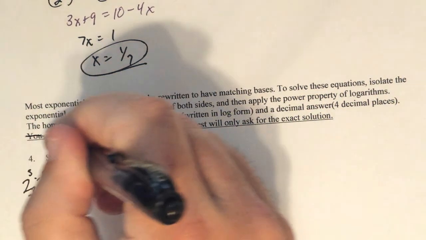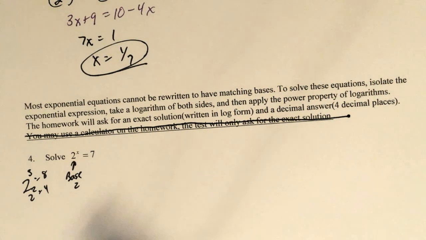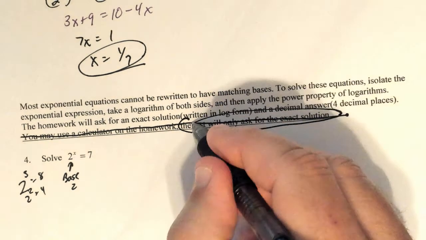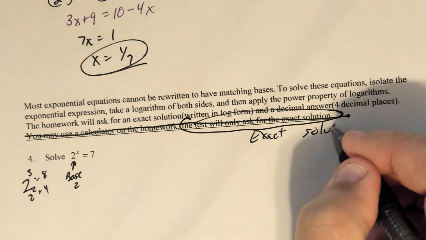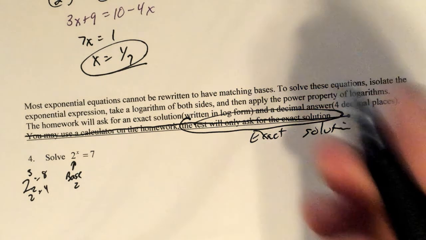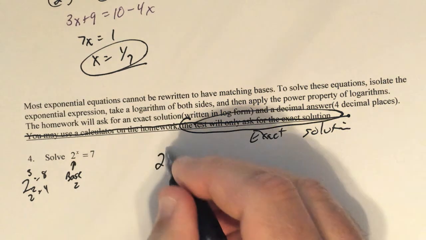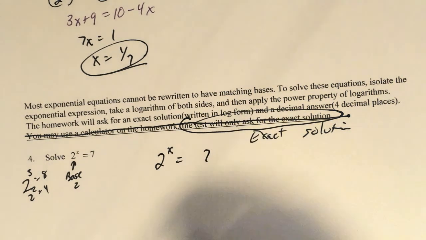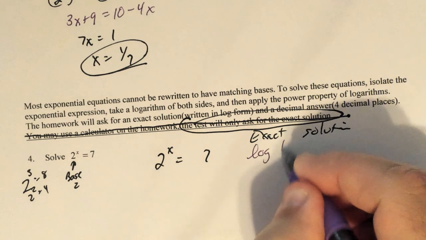We're going to show you how to find the exact answer, and the exact answer will not have a decimal. So, how are we going to do that? Well, we're going to take 2 to the x is equal to 7, and what we're going to do is we're going to log both sides.